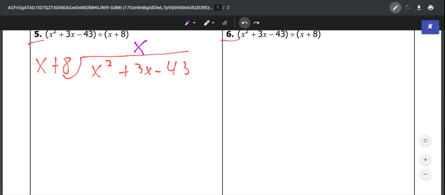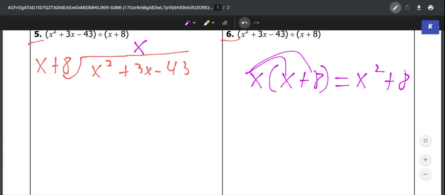Because here's what you're going to end up doing with that. Essentially, you're saying x times x plus 8, and you're going to distribute that, which will give you x squared plus 8x. And you're going to write that below your first two terms that you're dividing by, and you're going to subtract that. So you're subtracting everything.